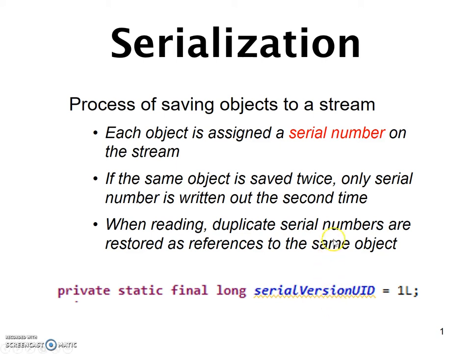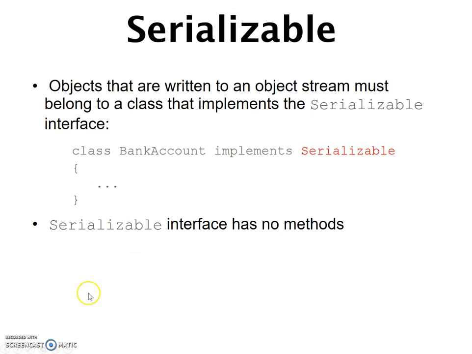So the reason why the serial number is created is so that if an object is saved twice, then when it's written to the file, it's only the serial number that's written out instead of having to write out the entire object again. Then when you read it, when it sees the duplicate serial numbers, it knows it refers to that same particular object. If you want to write an object to an object stream, the class must implement Serializable.